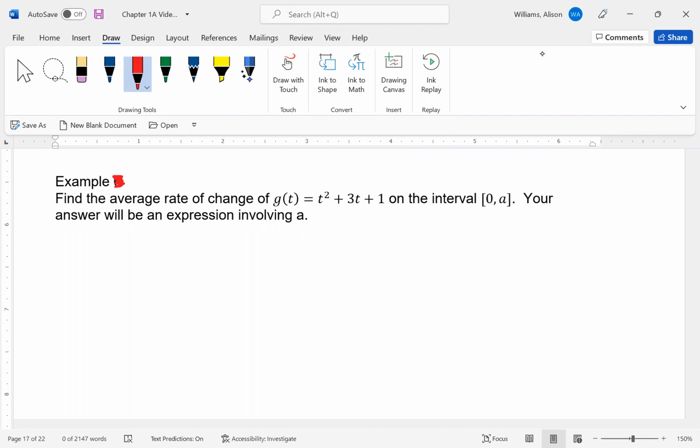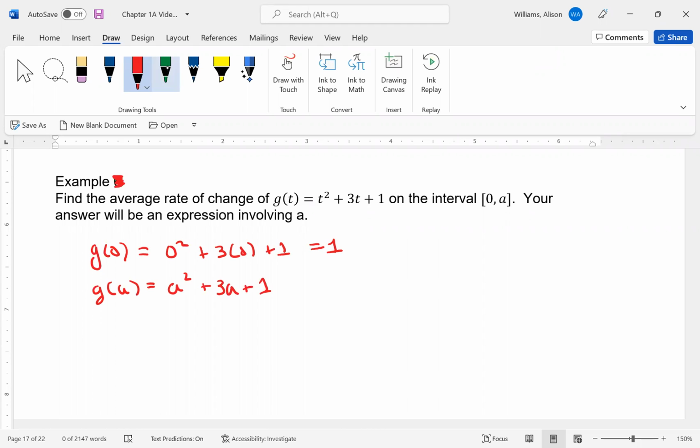I'm going to find g of 0, and then I'll find g of a. So g of 0, well, that's kind of nice. 0 squared plus 3 times 0 is 0 plus 1, so that comes out to 1. Exciting. g of a is even more boring. It's going to be a squared plus 3a plus 1, and there's nothing I can do to simplify that.